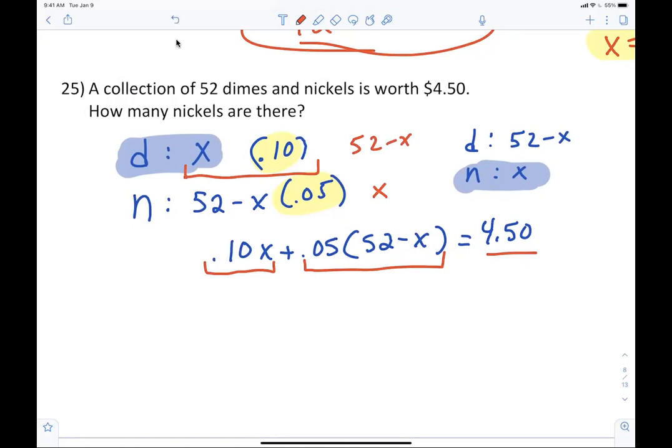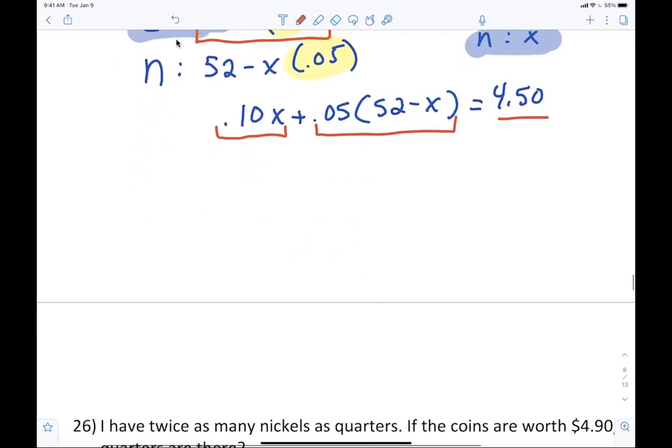Now, just to make sure, what we'll do is we'll just go ahead and help me out here. So this becomes 0.1x plus 0.05 times 52 is, what is that?